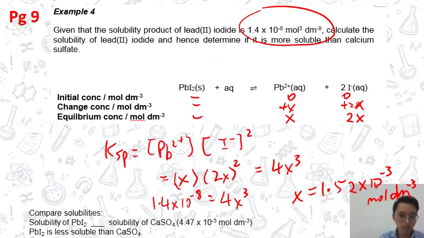If we compare that to the solubility of calcium sulfate, calcium sulfate in example 3 has a solubility of 4.47 times 10 to the power minus 3. This one is 1.52 times 10 to the power minus 3. This would be smaller, so it will be less than the solubility of calcium sulfate. So PbI2 is less soluble. Whenever you want to compare which one is more soluble or less soluble, you need to work out the solubility, work out the x, and then see which value is larger.